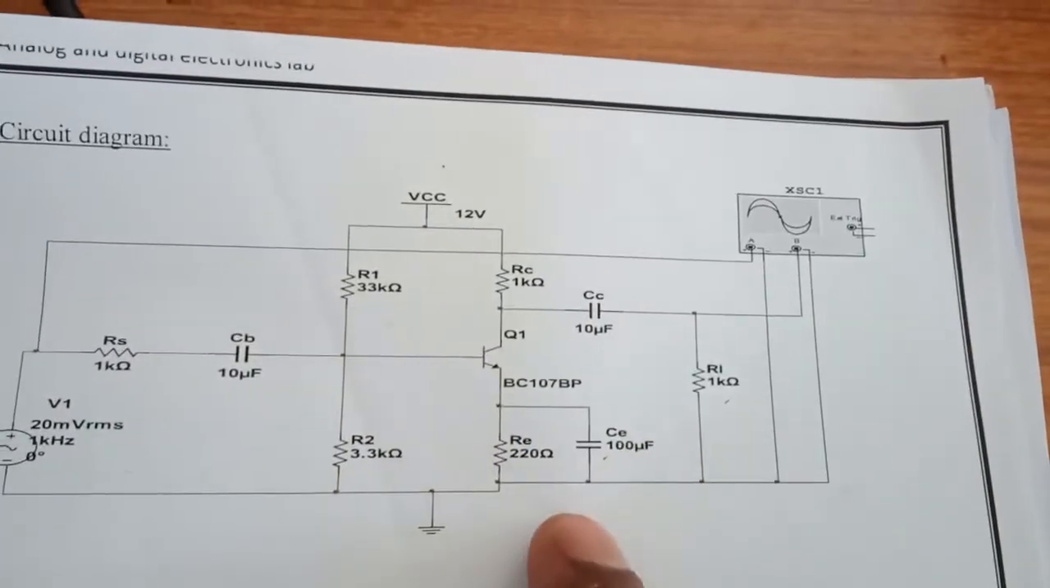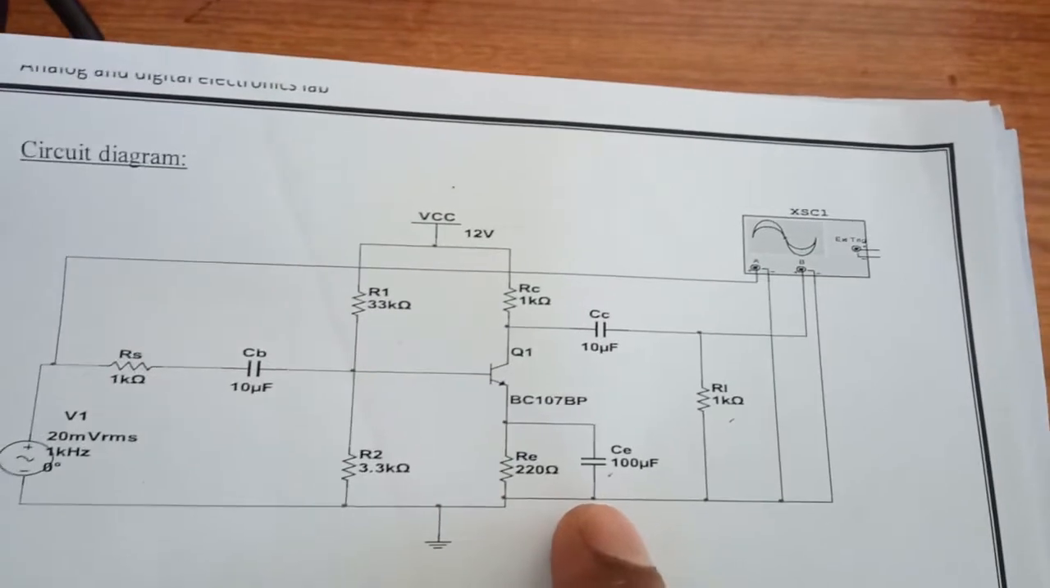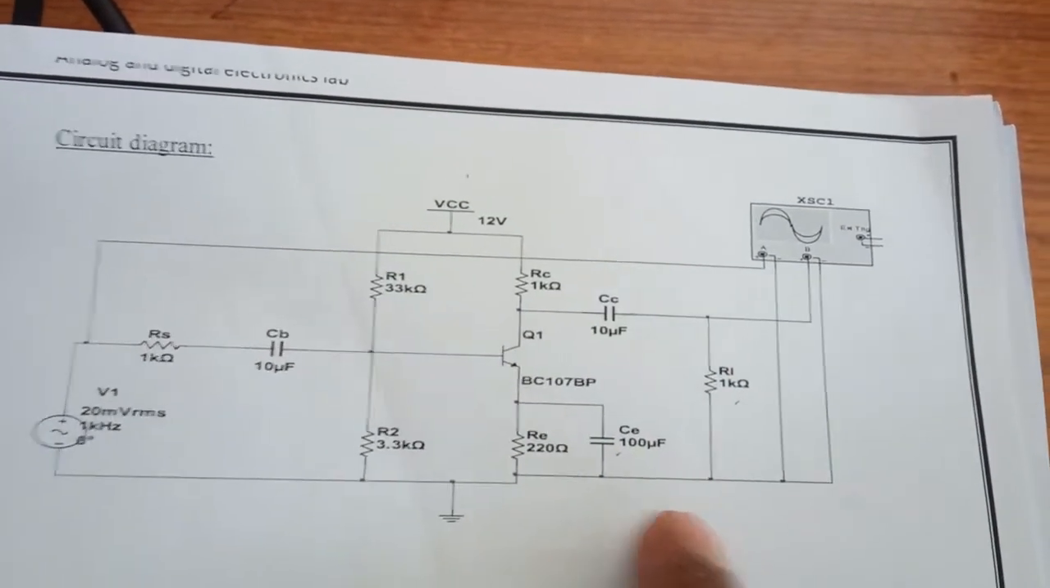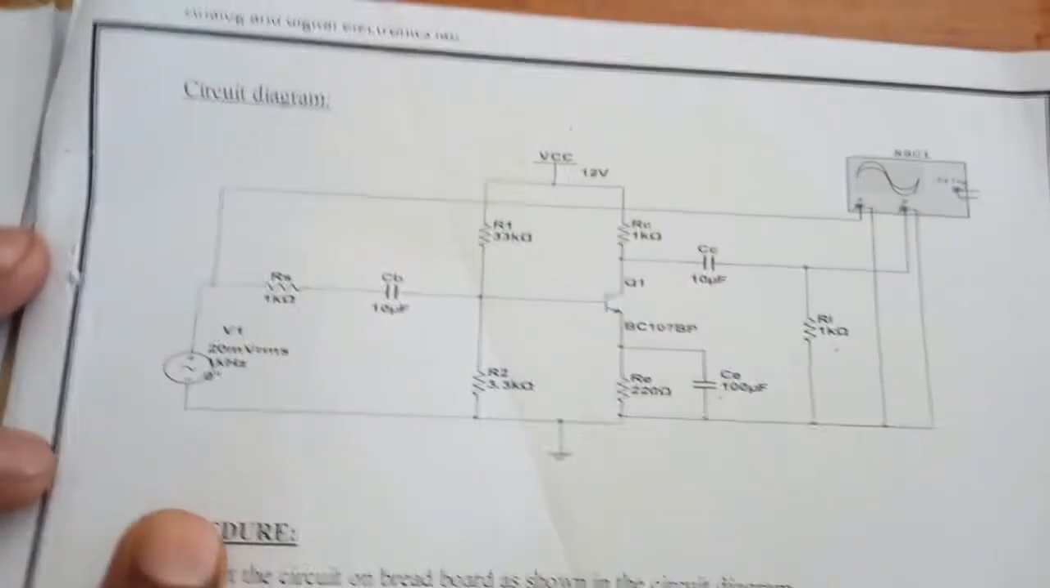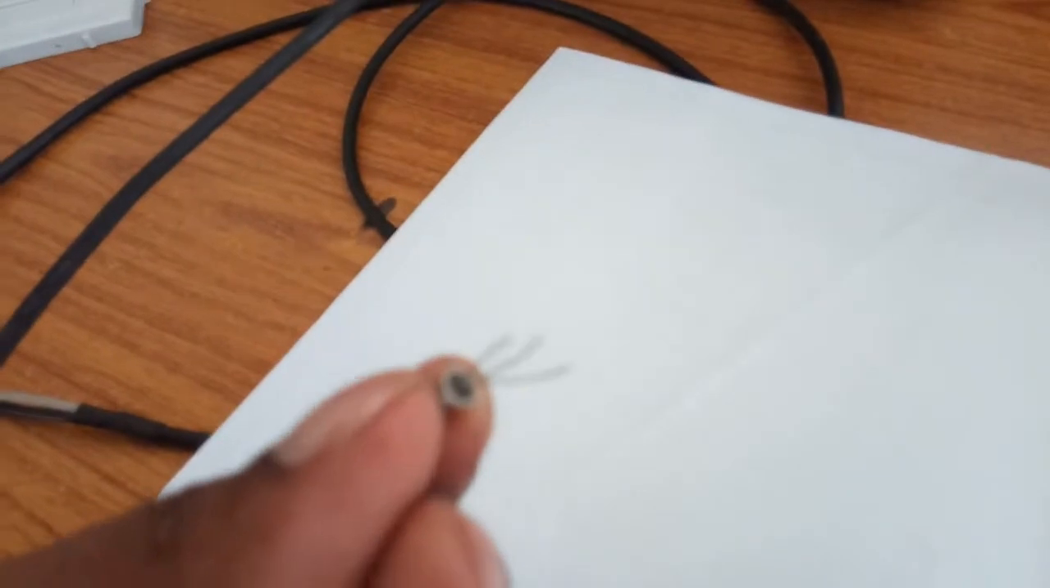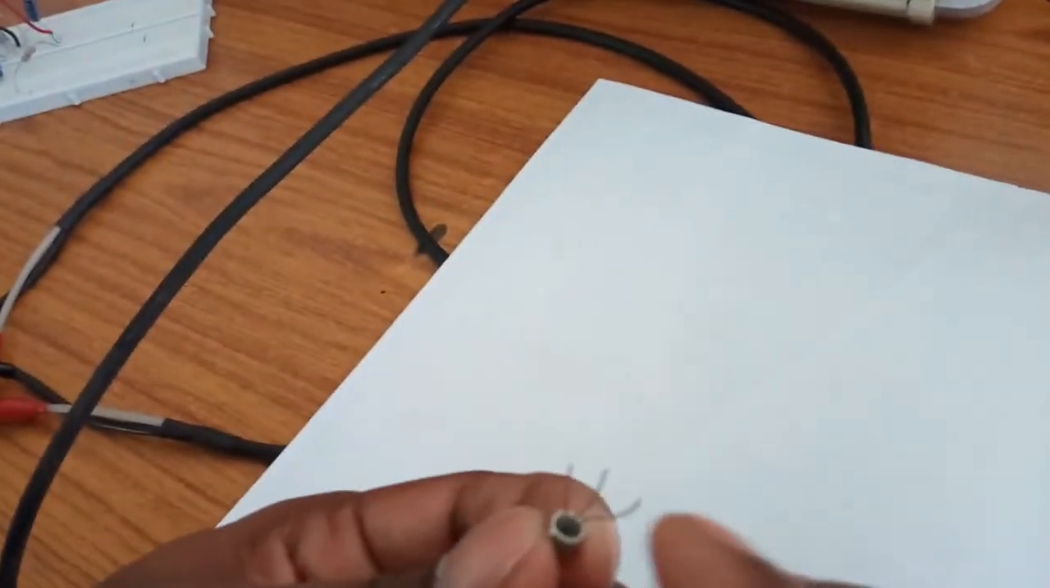These are the capacitors, 100 microfarad capacitor and output. We will take the output at the collector terminal and give the input at the base. This is the BC107 transistor. From this notch we know that this is the emitter, and in clockwise direction it is emitter, base and collector.